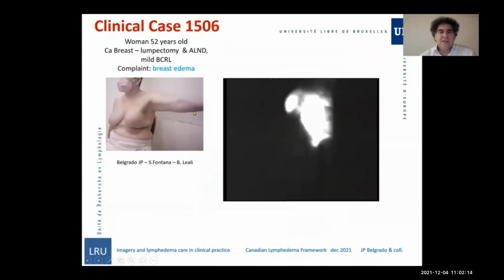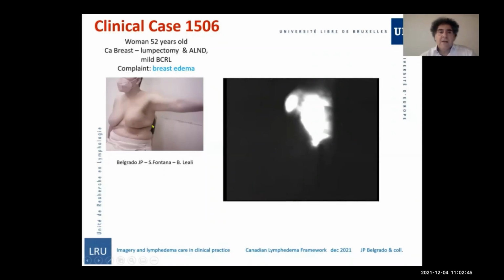So now here's another application. Here we're talking about a woman who had breast cancer, and she underwent a lumpectomy. This woman developed edema of the upper limb, a slight edema. And on the other hand, she's complaining, and she comes to the multidisciplinary consultation because she said that there's this tension discomfort in the breast area.